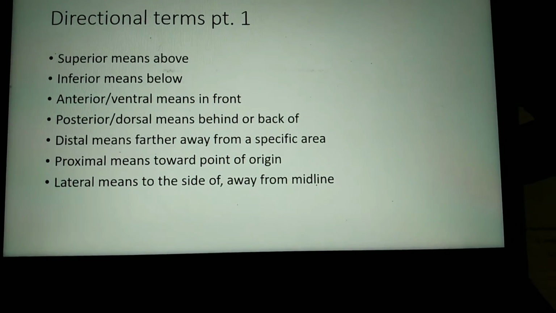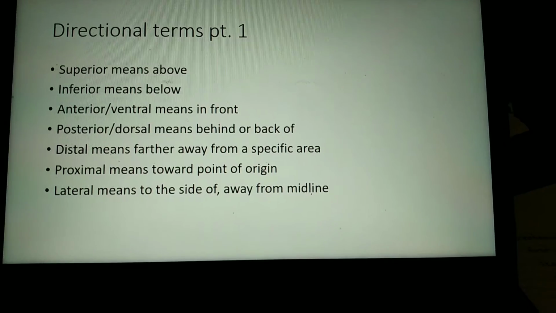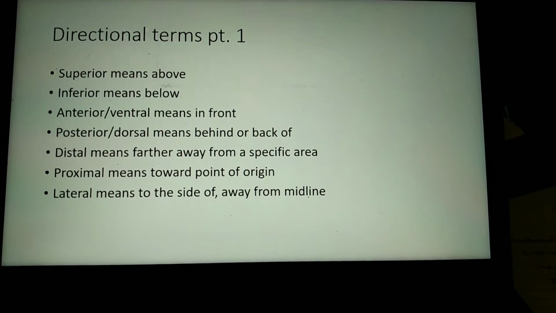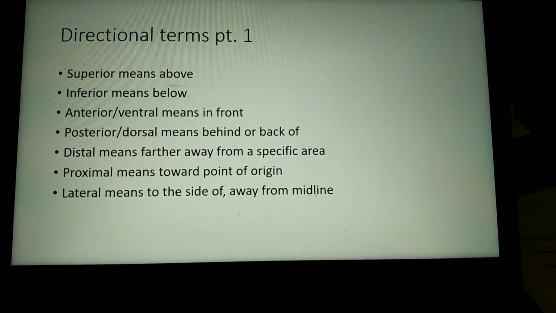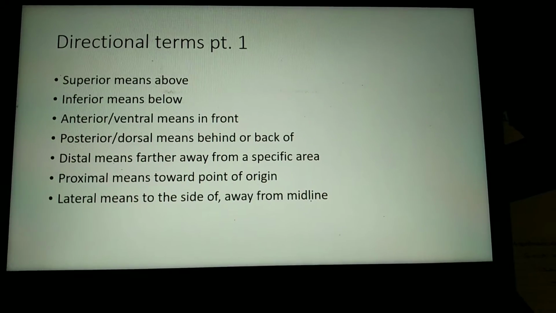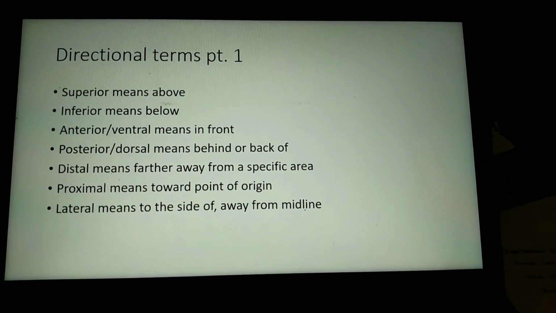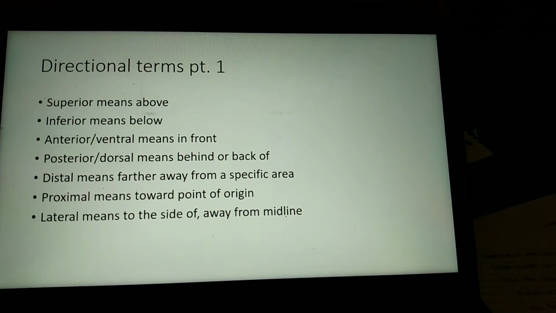First term is superior, which means above. An example of this is the clavicle is superior to the ribs. Inferior means below. The tibia is inferior to the femur. Anterior or ventral means in front of. The heart is anterior to the left lung.